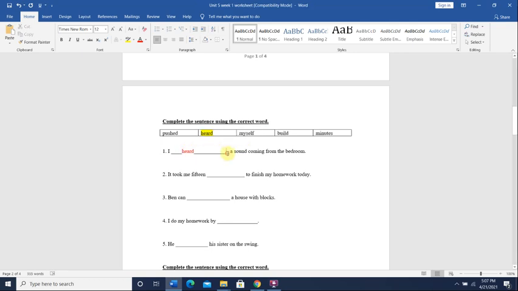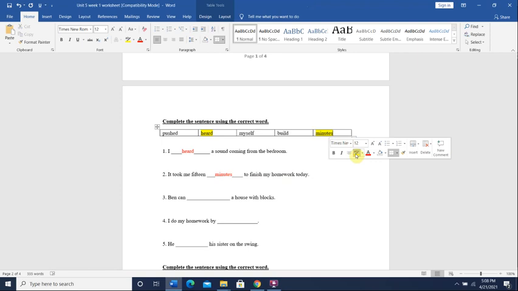Okay, heard is the past of hear. It took me 15 blank to finish my homework today. It took me 15 minutes. Okay, minutes is a time. Okay, we said that 1 minute is 60 seconds. So it took me 15 minutes to finish my homework.